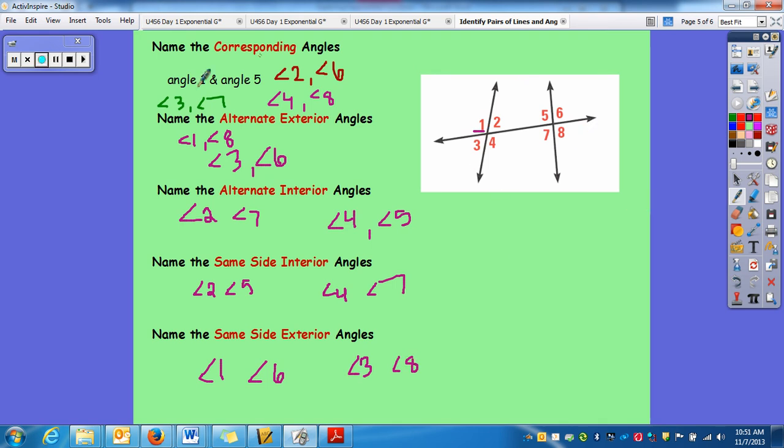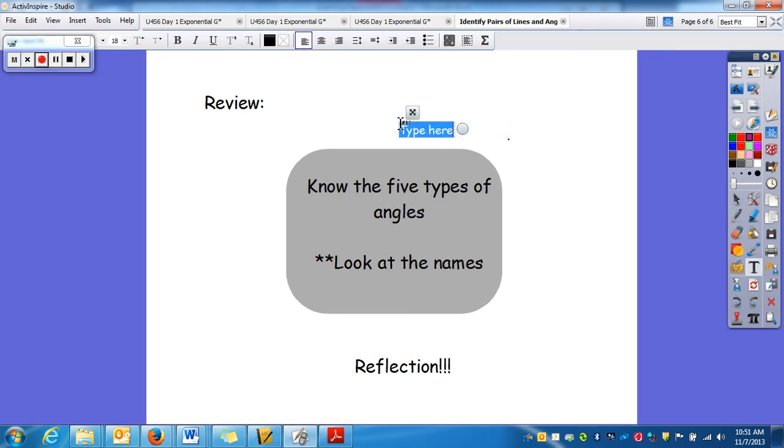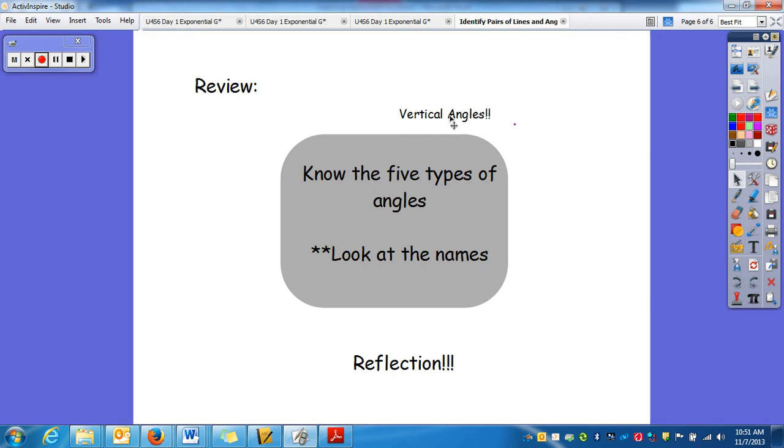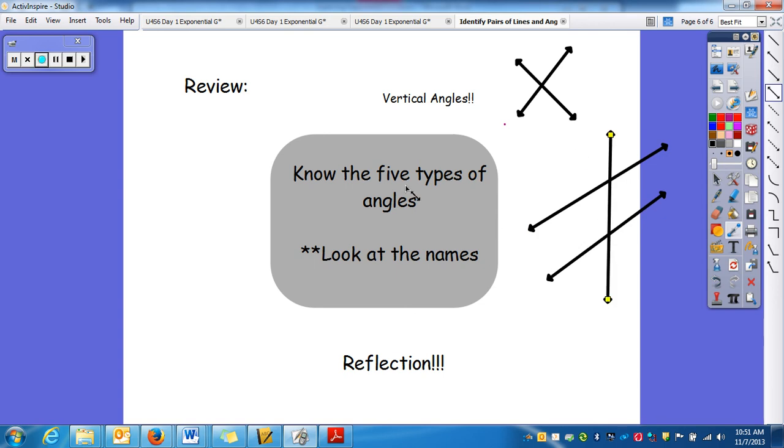Alright, so we're going to be practicing naming angles and using them in class tomorrow. For review, make sure you know the 5 types of angles and look at the names. You also want to review, if you haven't, what vertical angles are. We're going to be using those too. However, for vertical angles you only need 2 lines. For all the others, you need the 2 lines and then the transversal for the 5 you just learned.